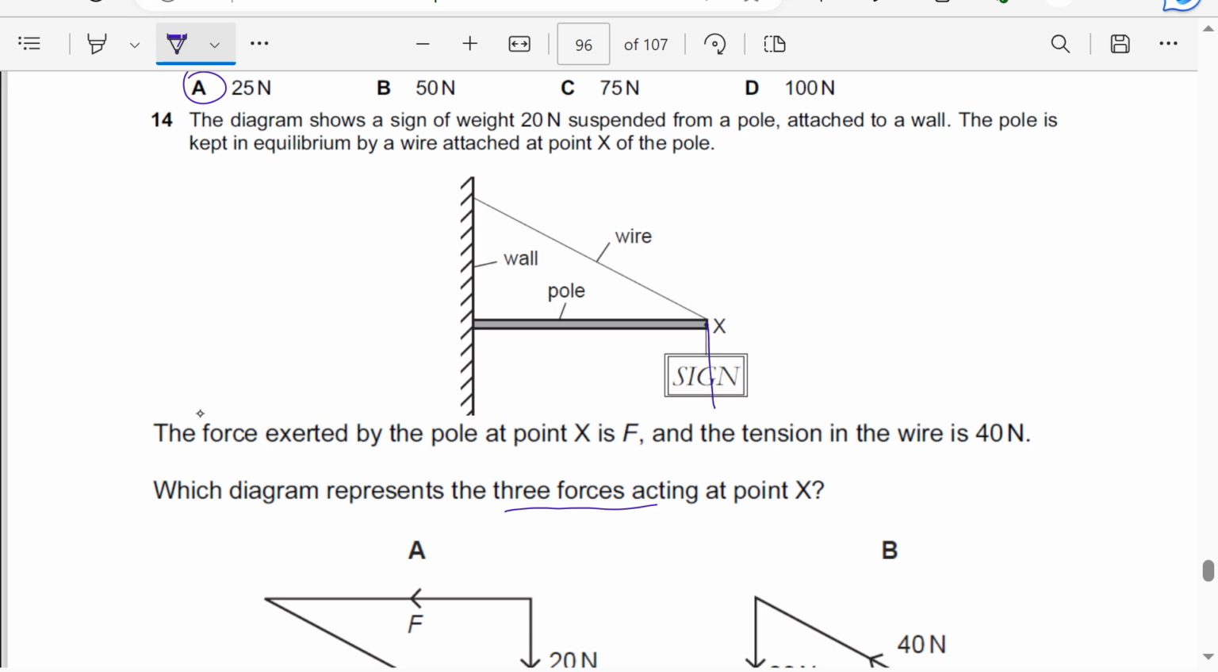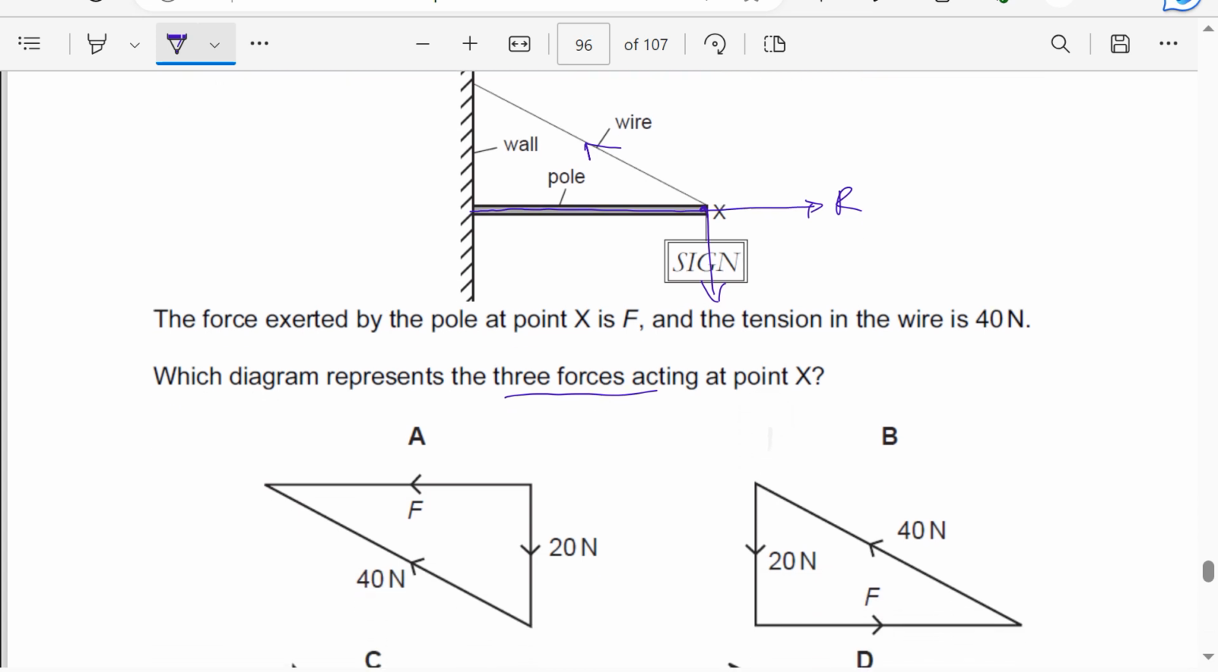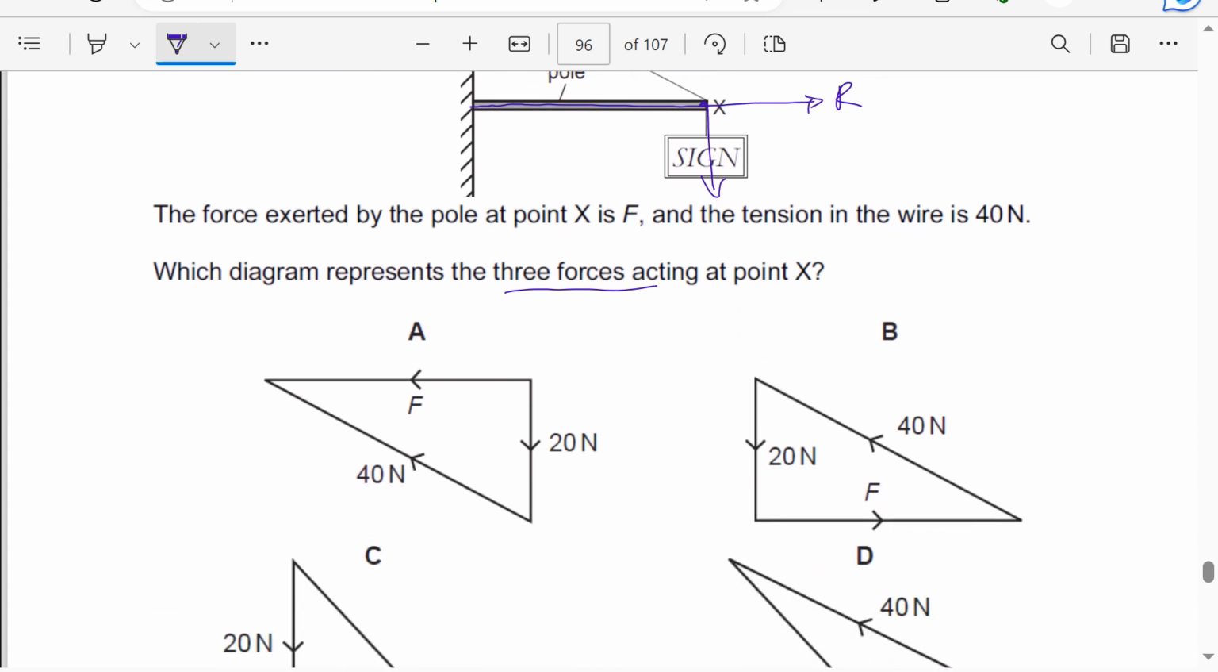So the weight is vertically downwards. The normal reaction must be to the right hand side. The tension must be in that direction. Remember, these are acting at the same point. They should form a closed triangle. They're acting through the same point. They should form a closed triangle for equilibrium. Let's begin by checking closed triangles. So this one, if I move like this, one is the other way around, so this is not closed.